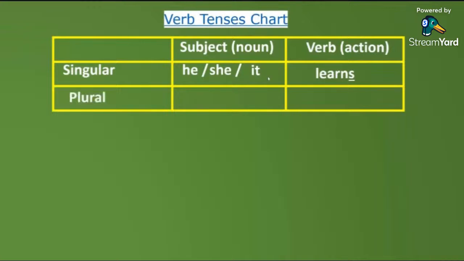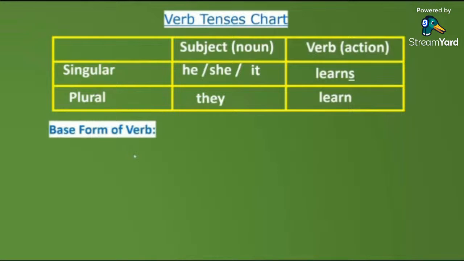For the plural, we have they learn. So, we carry the base form of the verb. They learn, if the subject is a plural pronoun. And even if it is a noun, as long as the subject is plural, we have to carry the base form of the verb, learn.